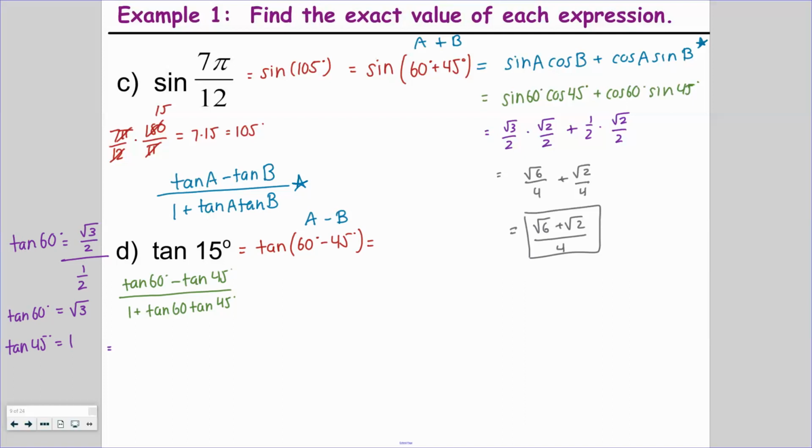So let's plug those values that we just found into this expression in green here. The tangent of 60 is the square root of 3. The tangent of 45 is 1. This is all over 1 plus the tangent of 60, which is √3, times the tangent of 45, which is 1. Okay, so we're at this step here.